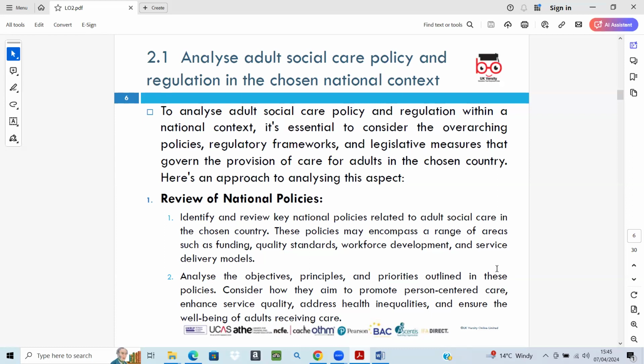We need to look at how regulation is monitored and enforced. We need to consider the process for inspection, reporting, and addressing non-compliance matters. Then I said something about funding. Funding is also very important. And then the workforce policies are important in that. So we need to examine the policies related to the recruitment, training, and retention of the adult social care workforce. And we need to consider how these policies support the development of a skilled and sustainable workforce.